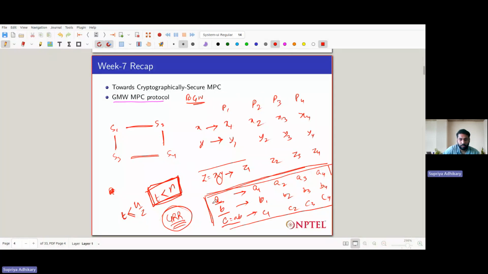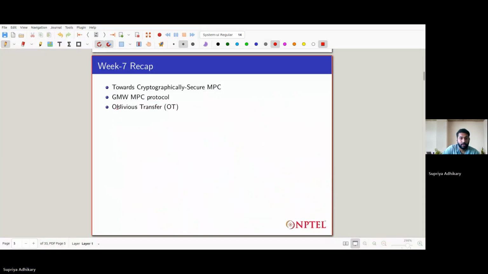Before we actually compute such shares for the parties P1 to Pn, we first saw what oblivious transfer is. So what was oblivious transfer? Oblivious transfer was something like a black box. Suppose this is our OT black box.